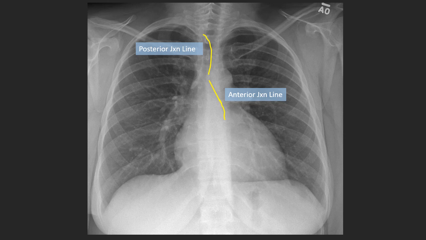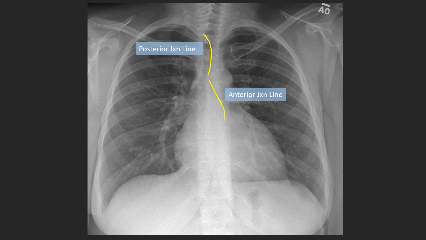That is visceral and parietal pleura on the right and visceral and parietal pleura on the left, both contacting each other. The posterior junction line is always going to be more superiorly located than the anterior junction line and will extend above the clavicle heads. This is because the clavicles are the most anteriorly located structure in the chest, and therefore the posterior aspects of the lung will extend above the clavicles.